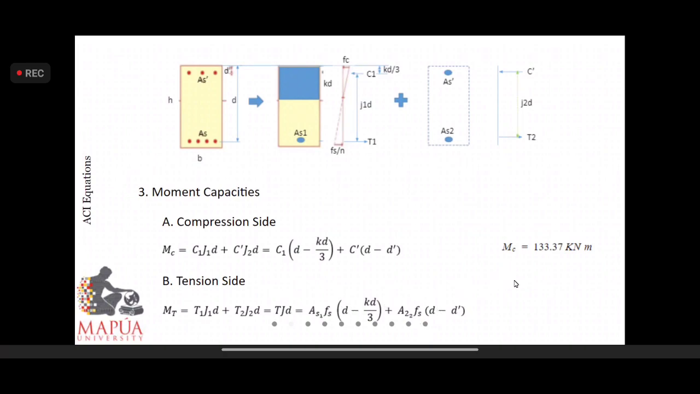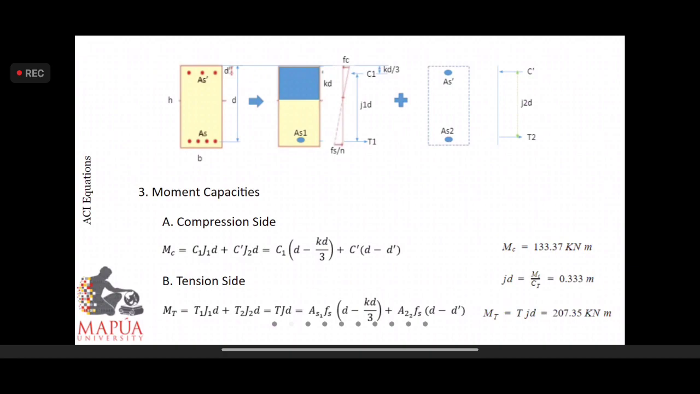In order to simplify our calculation, we know that this MC is equal to CTJD, with the aid of this magnitude and the computed CT a while ago. We can then have the value of JD. This is equal to 0.333 meter. And this JD can be utilized. We also have the computed magnitude for T. We can then have the MT, which is equal to 207.35 kilonewton meter.